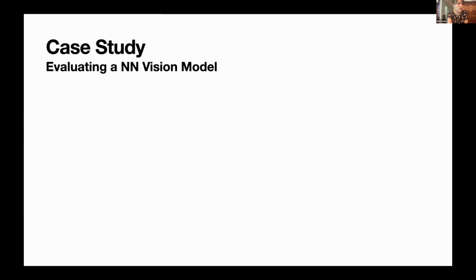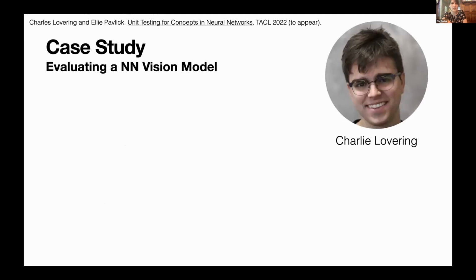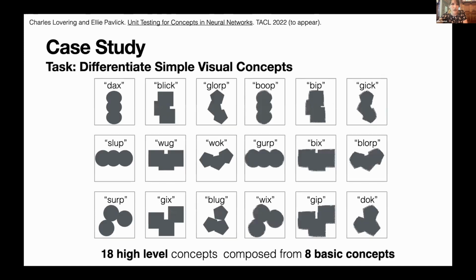Okay, so in a couple minutes, I won't get to go through all of this, but I wanted to give a case study of what it looks like in my mind to use these representational types of evaluations to compare an end-to-end neural net against this kind of framework. This is work by my student Charlie. It will appear in TACL. It's not on arXiv because I'm bad at arXiv, but if anyone wants a preprint, I'm happy to share.